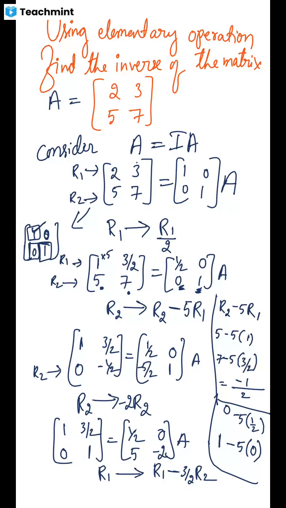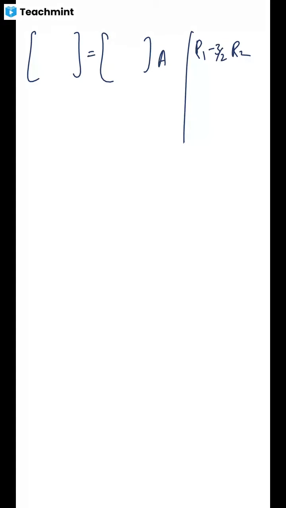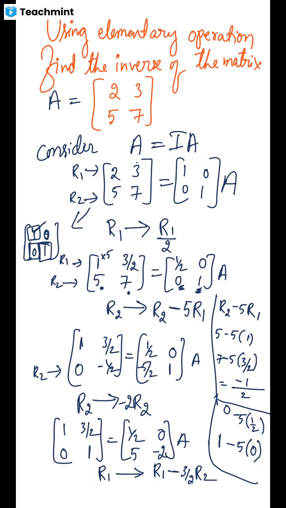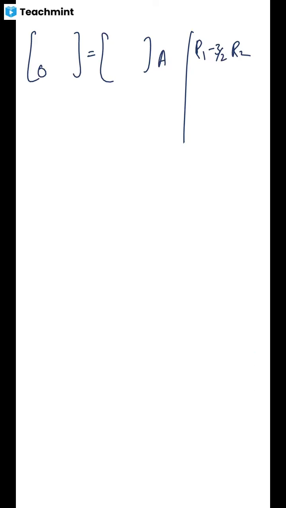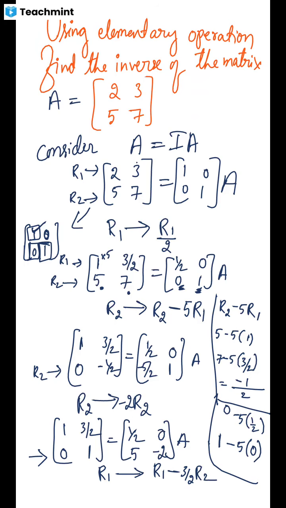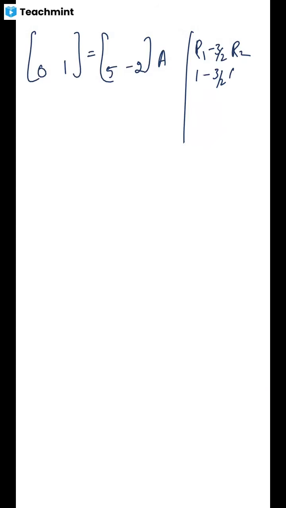Now when I apply this operation, in rough work I have R1 minus 3/2 R2. Since R1 tends to, the R2 elements are as it is, right? These are all my row 2 elements: 0, 1, 5, minus 2. So row 1 changes. What changes in row 1? Look, here it is 1, 0. Row 1 element is 1, row 2 element is 0. So 1 minus 3/2 into row 2 element 0. The output is 1, it remains 1.